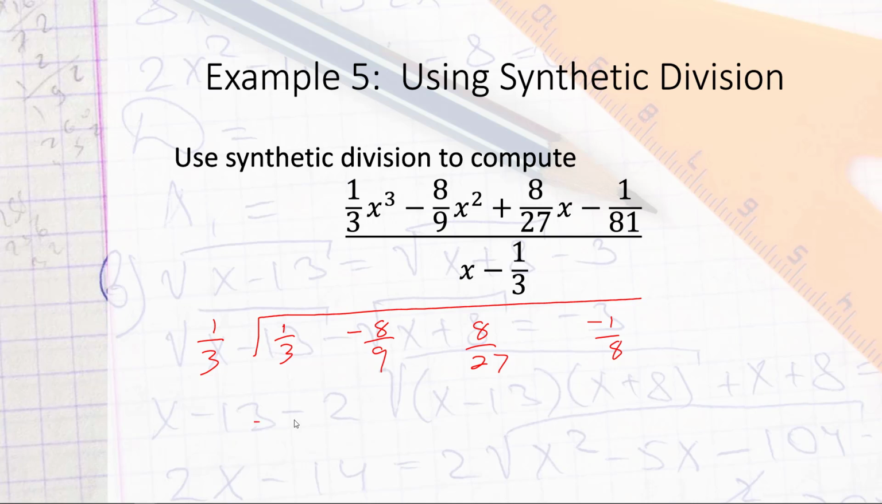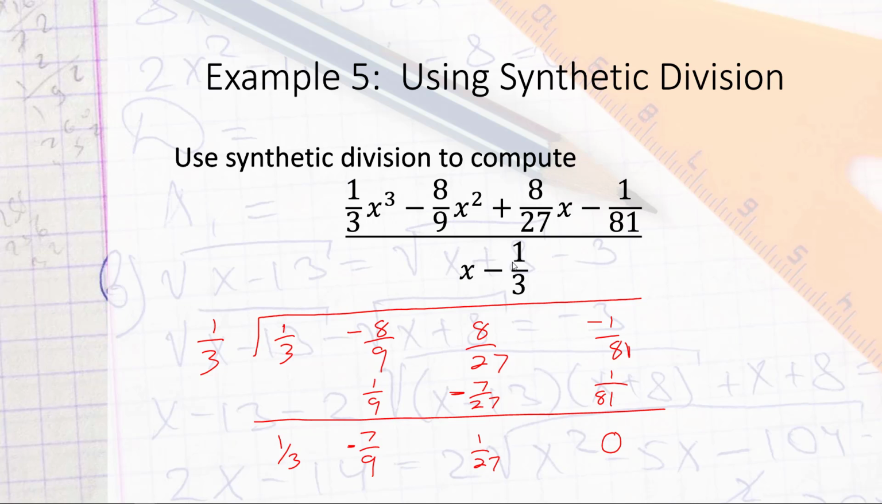Okay, so I can draw my line here, bring down the 1/3, and the first thing I want to do is do 1/3 times 1/3, which is 1/9. Negative 8 over 9 plus 1/9 will be negative 7/9. Negative 7/9 times 1/3 is negative 7 over 27. All right, well, 8 over 27 minus 7 over 27 is 1 over 27. I forgot the 81 here. It's kind of important, especially now. And then 1/3 times 1/27 is, you guessed it, 1 over 81. And this will be equal to 0.